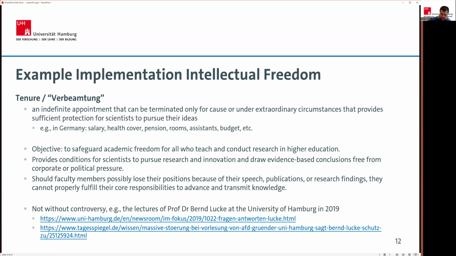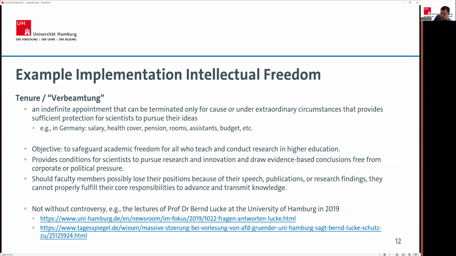In German, it's called Verbeamtung, which means that scientists at universities at some stage can get an indefinite appointment that can be terminated only for cause under extraordinary circumstances, and that's the key part. You basically cannot be fired from your position unless there's really extraordinary circumstances, and then the proof would be on the university to show that. And this indefinite appointment usually comes with a lot of material benefits. Germany has, most people would say, one of the strongest systems of this tenure system, the Verbeamtung.